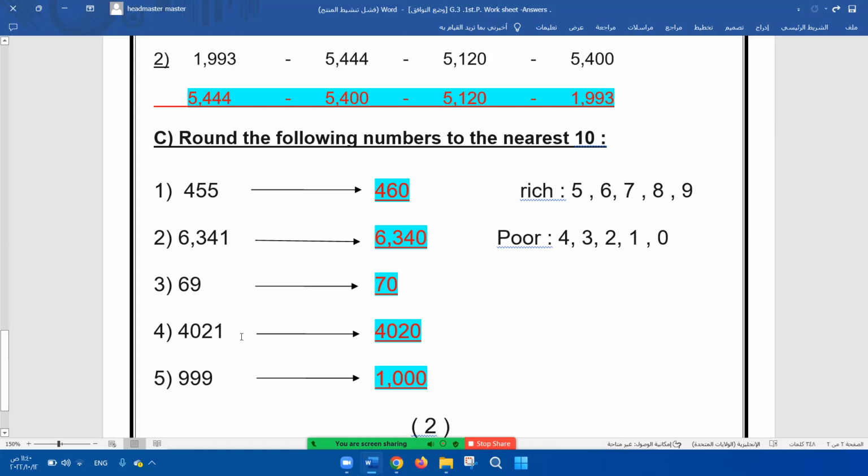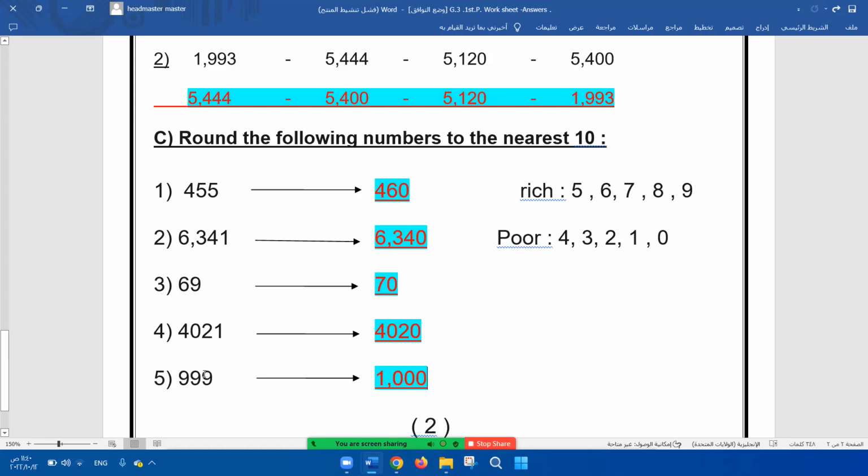Question 4. 4,021 rounds to the nearest 10, the same as question 2. We cancel the 1 and put 0. The 1 is a poor digit, it doesn't round up the 2. So we write 4,020. The last question, look carefully at the last question. It's 999. How can we round it to the nearest 10?